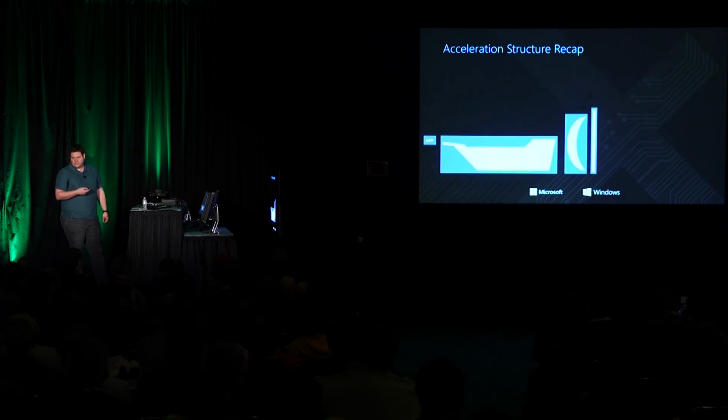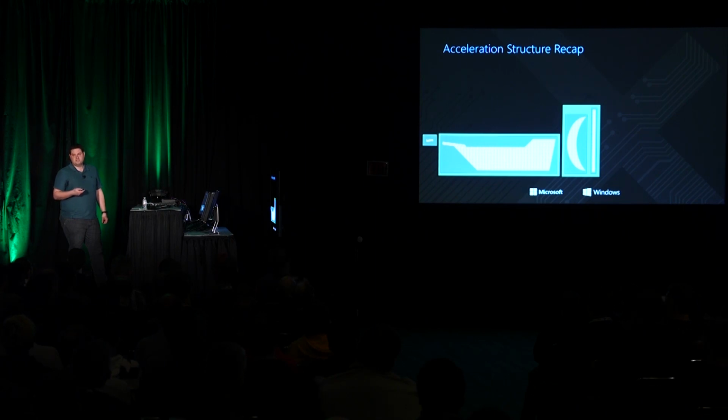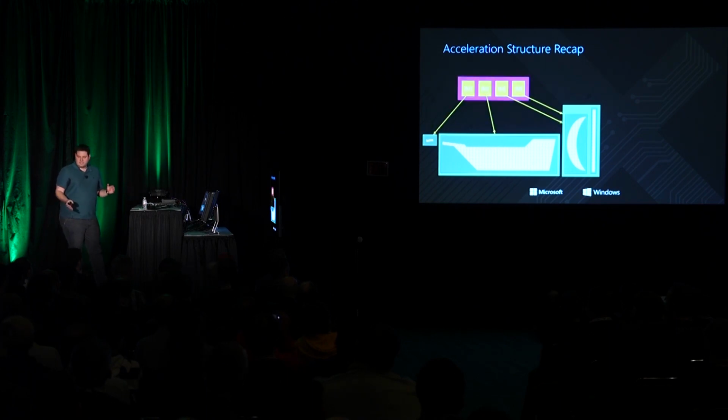So a quick recap of acceleration structures. Comprised of a fundamental unit of geometries. Geometries are grouped together to form bottom level structures. Once you've built those bottom level structures, you can throw away the original geometry. And then instances of those bottom level structures are grouped together into a top level structure.